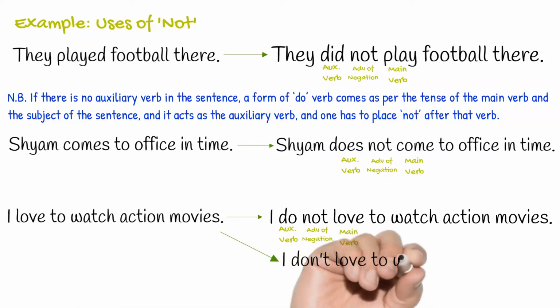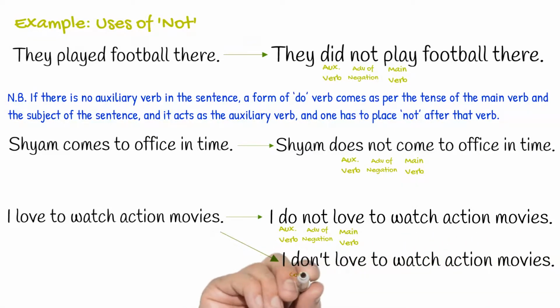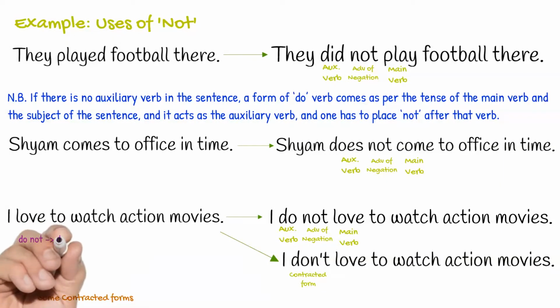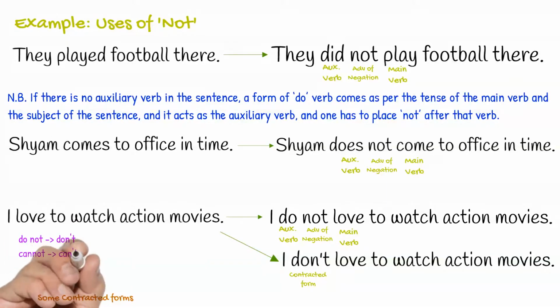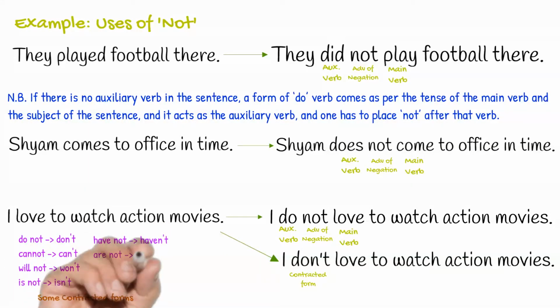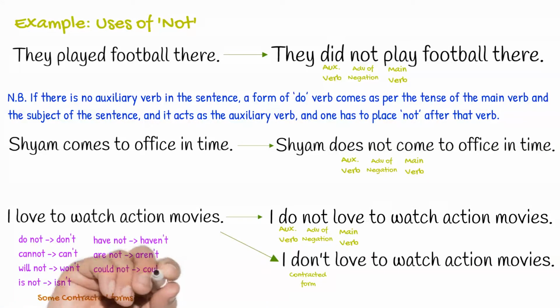If one uses the contraction, not is attached with the helping verb. So one can write that I don't love to watch action movies. Both sentences are grammatically correct. Let's discuss some examples of contracted form. Do not, don't. Cannot, can't. Will not, won't. Is not, isn't. Have not, haven't. Are not, aren't. Could not, couldn't. Must not, mustn't. Etc.